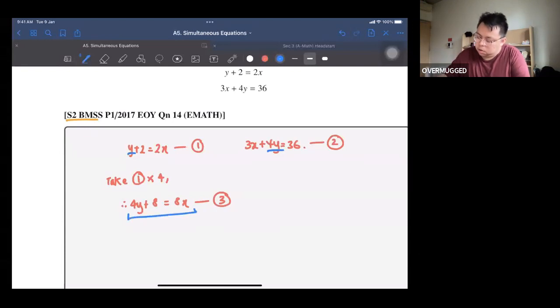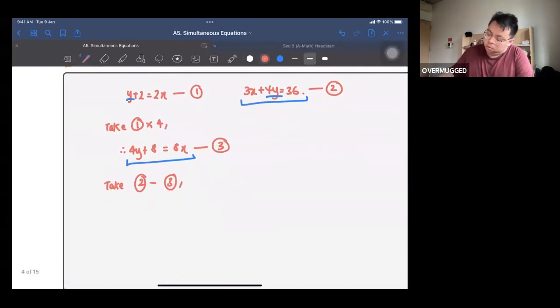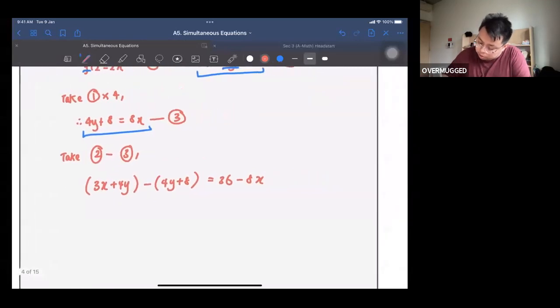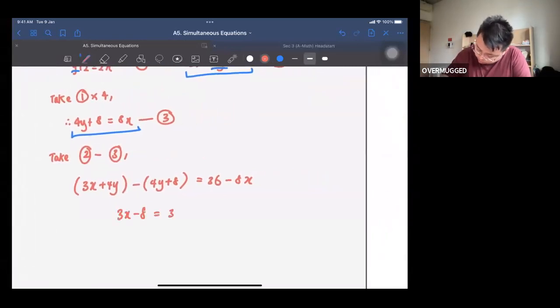So I'm going to compare equation 2 and equation 3. I have two common terms, which is 4y. So I can do a cancellation. Oh sorry, I can minus the two equations. I'll take equation 2 minus equation 3. Let's write it out. I'll get 3x plus 4y minus 4y plus 8 equals 36 minus 8x. When you minus on the left, you minus on the right as well. Let me just speed this up. So this is 3x minus 8 equals 36 minus 8x. Okay, 11x equals, I think it's 44, and x should be 4.